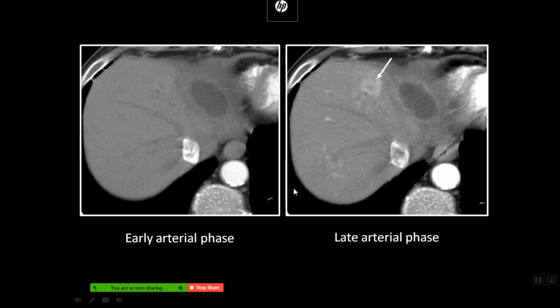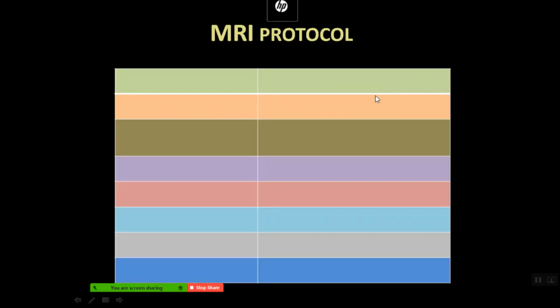On the early arterial, we have missed it. Here's a lesion which you can barely pick up, but on the late arterial phase it's very clearly hypervascular, because this is just way too early to catch. So we need the late arterial phase. Always remember that.